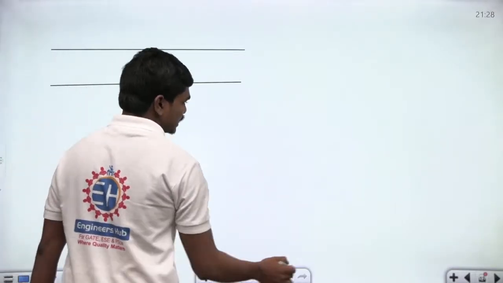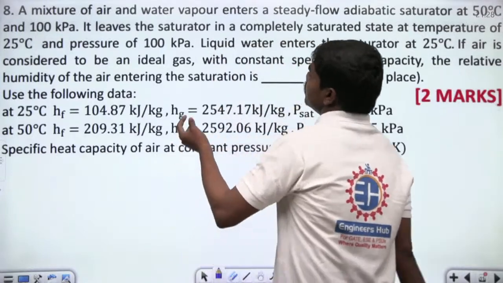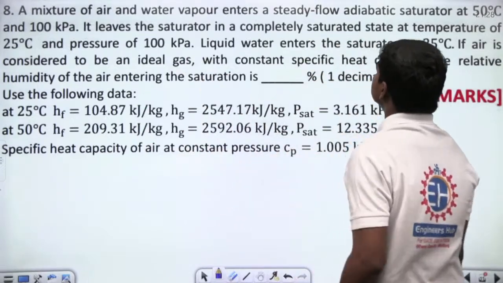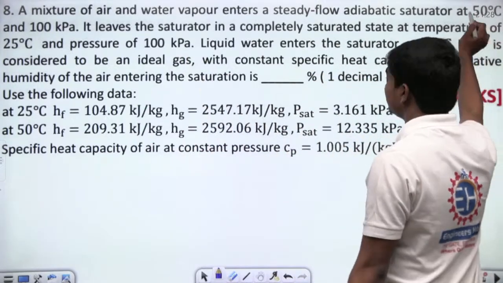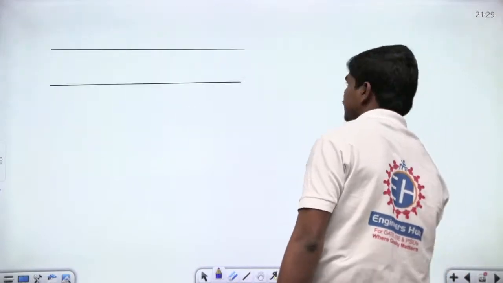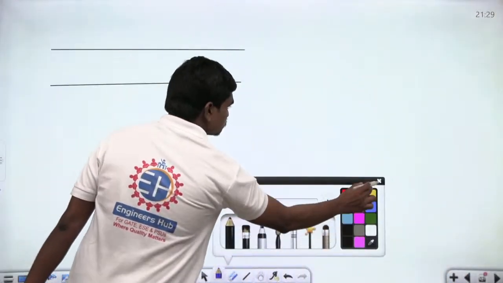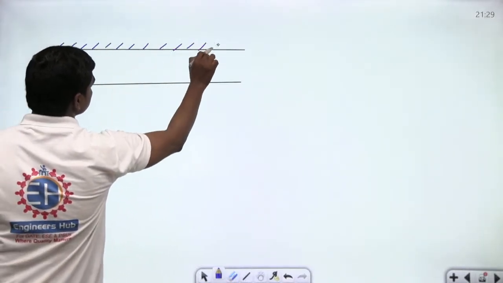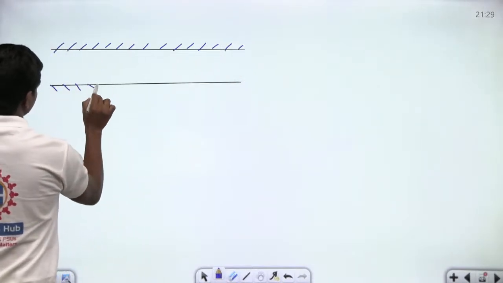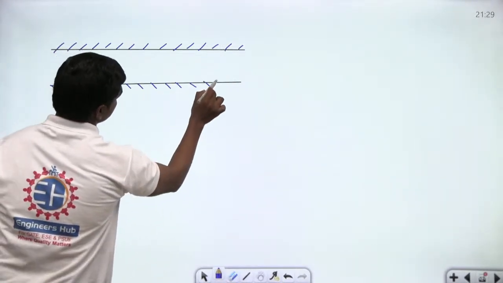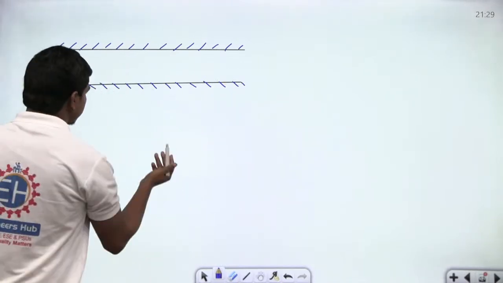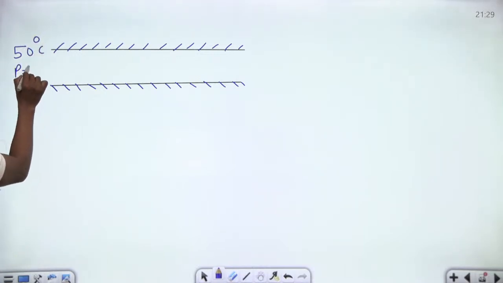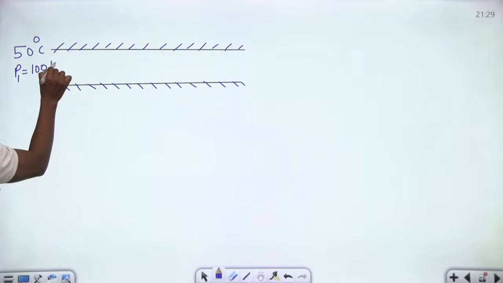Let us read the question. A mixture of air and water vapors, which is generally moist air, is entering this steady flow adiabatic saturator at 50 degrees Celsius and 100 kilopascals. This is your adiabatic saturator, which means there can't be any heat interactions. So moist air is entering here at 50 degrees Celsius, and P1 is equal to 100 kilopascals.